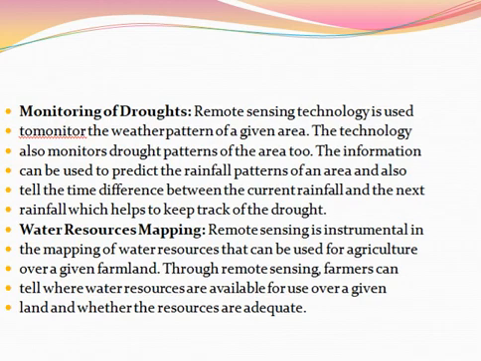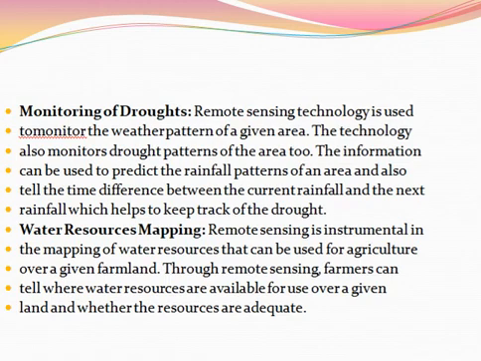Then monitoring of droughts. Remote sensing technology is used to monitor the weather pattern of a given area. The technology also monitors drought patterns of the area. The information can be used to predict the rainfall patterns of an area and also tell the time difference between the current rainfall and the next rainfall, to keep track of the drought.